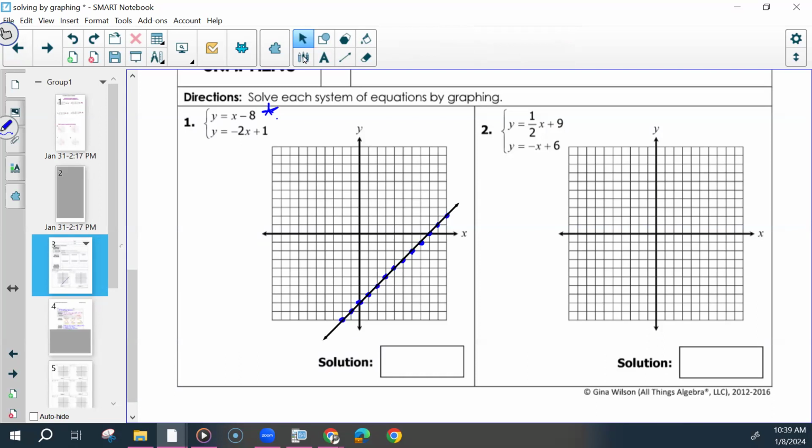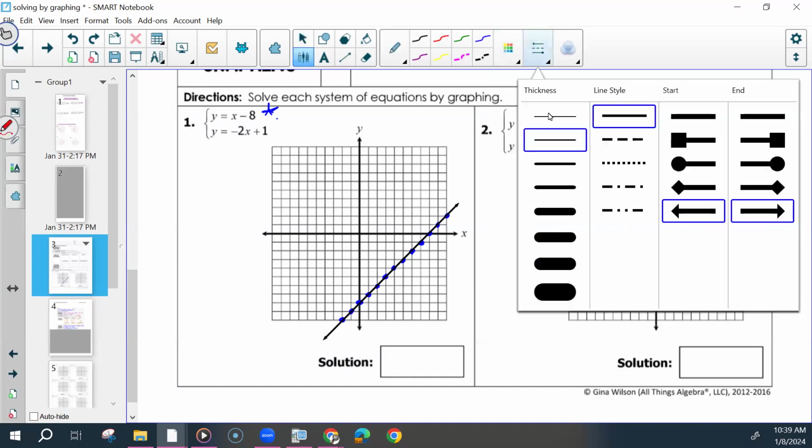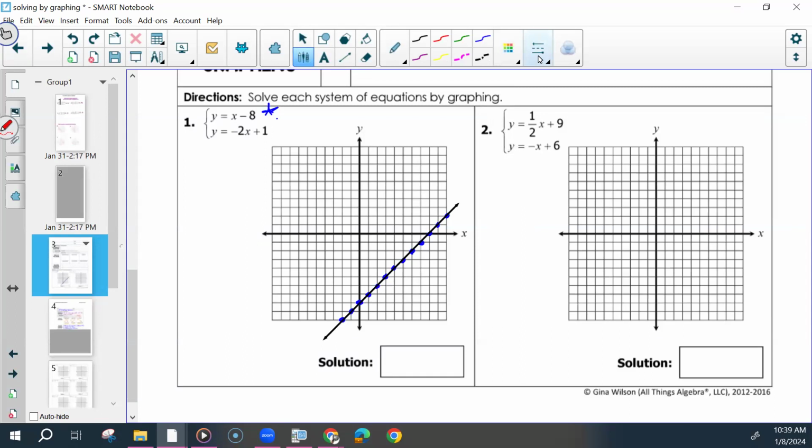Okay, and then draw the other one. I will say, without graphing this, you could see that these are not parallel, they do not have the same slope, so it wouldn't be no solution. These are not the same, so it could not be infinitely many, it would have to be one solution. You just have to find what that one solution is.